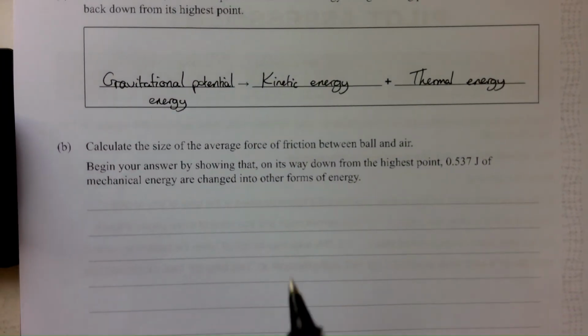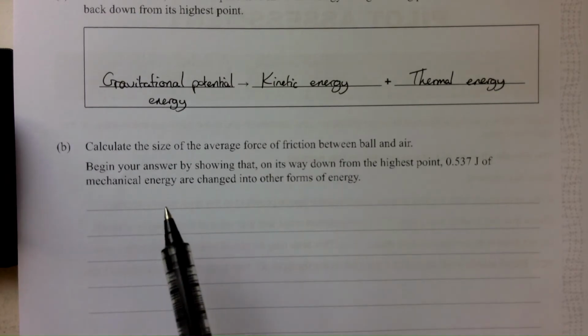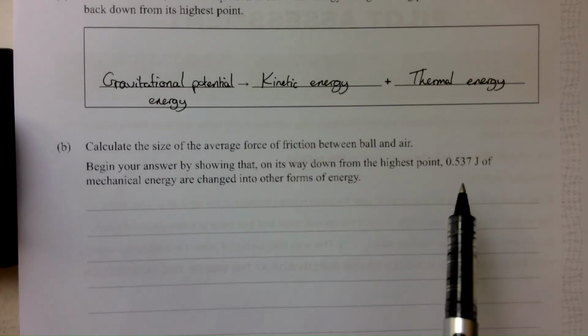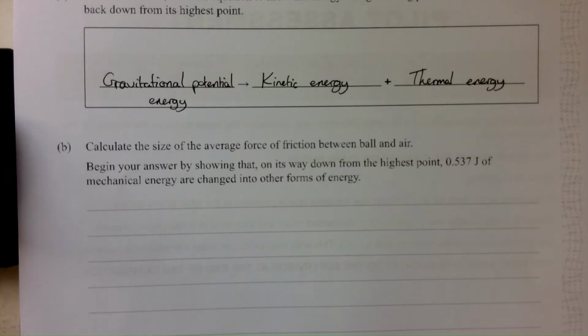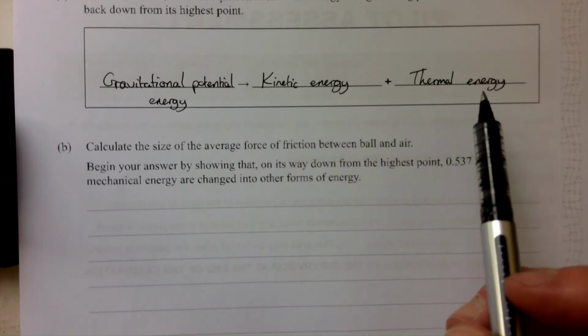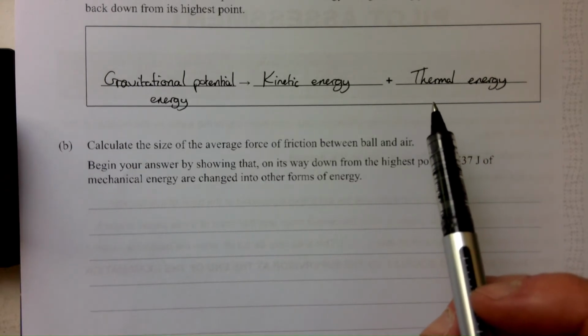Part B though. Calculate the size of the average force of friction between the ball and the air. Begin your answer by showing that, on its way down from the highest point, 0.537 joules of mechanical energy are changed into other forms of energy. Essentially what's going to happen here is you're going to do two calculations for the gravitational potential energy and for the kinetic energy in order to work out what the thermal energy is.